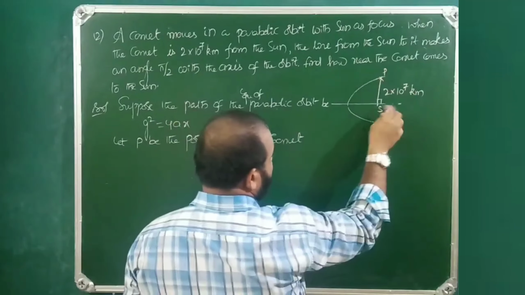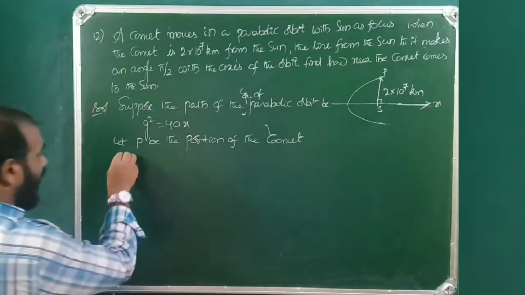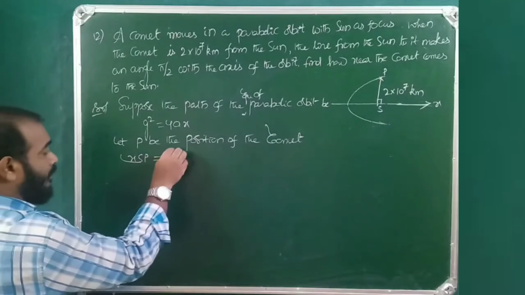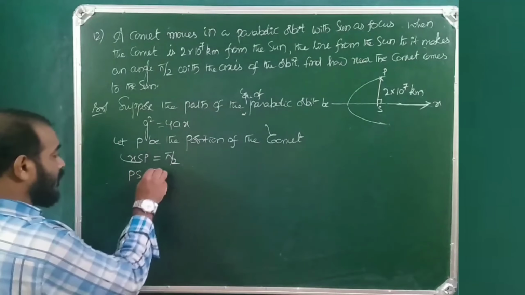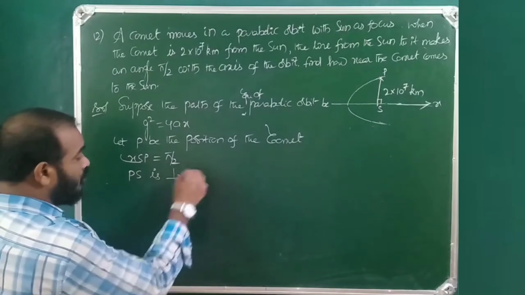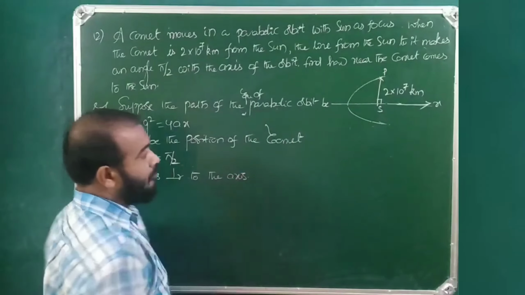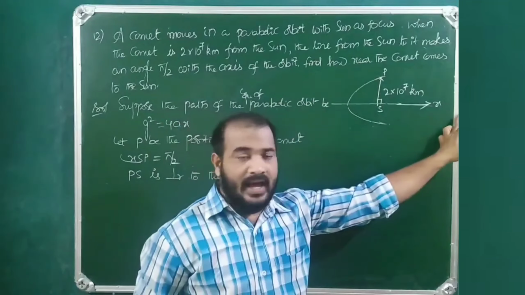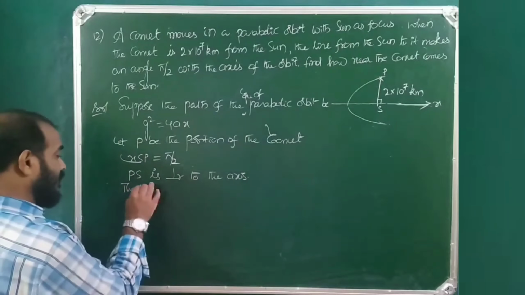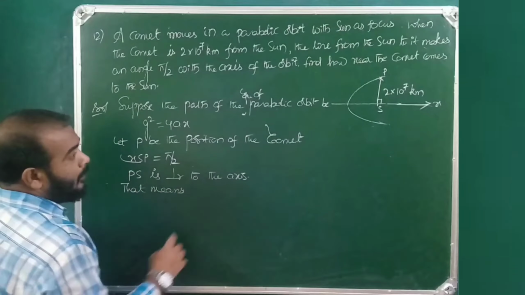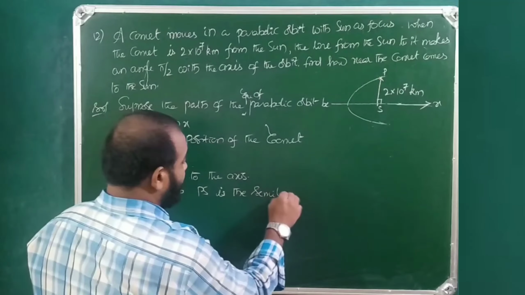So this PS is making an angle pi by 2 with the axis. So angle XSP is equal to pi by 2. That means PS is perpendicular to the axis. PS is perpendicular to the axis. Which axis? Principal axis. That means PS is the semi-latus rectum.